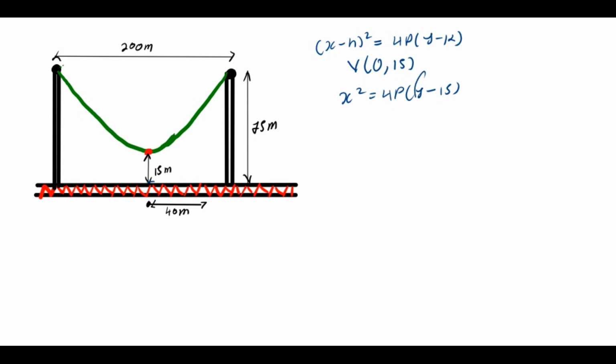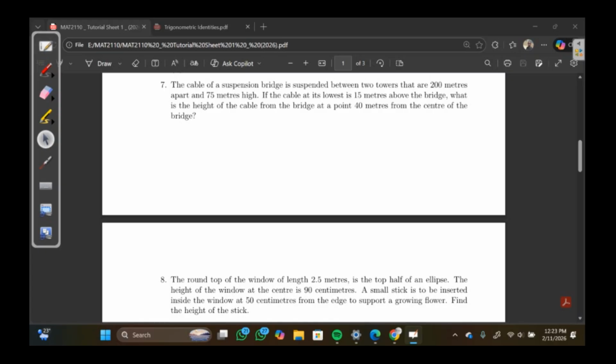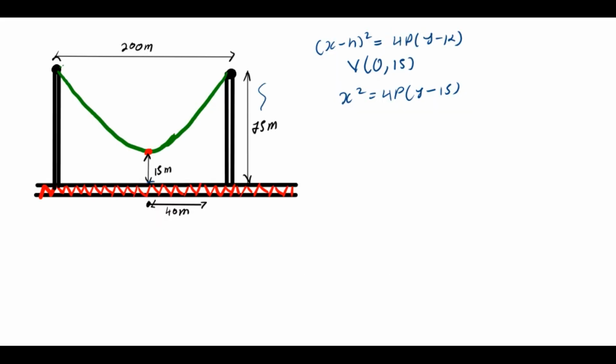Because we want to use y to get what we're looking for, because the question asks for the height. So the height itself, as I indicated, is within this 75. It will obviously be in terms of y, but for us to get that, we have to know what our p is. So how do we get our p? We use what we know to get what we want. So here is what we know.